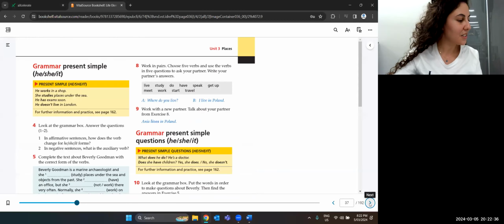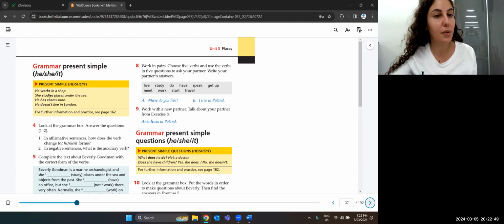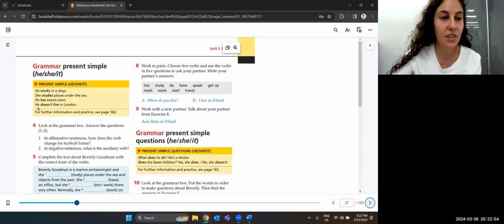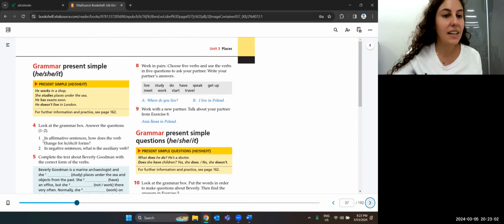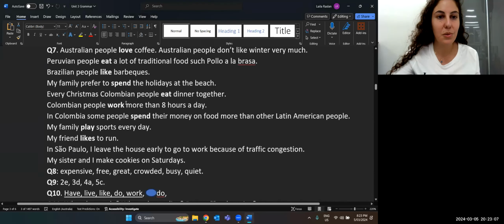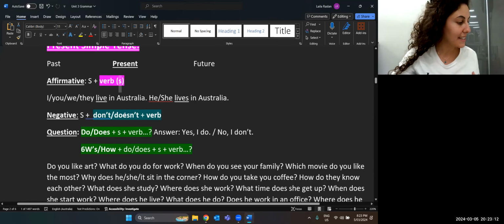Good. Okay, so back to the rules of the present simple. He works. We know that for he, she, it, we add an S. She studies. So if the verb ends in a Y, we have to take off the Y and add IES. He has exams soon. And a negative, he doesn't live in London. So in affirmative sentences, remember that means positive sentences, how does the verb change for he, she, it? Let's look at our rules. How do we make an affirmative for he, she, it? We add an S to the action.